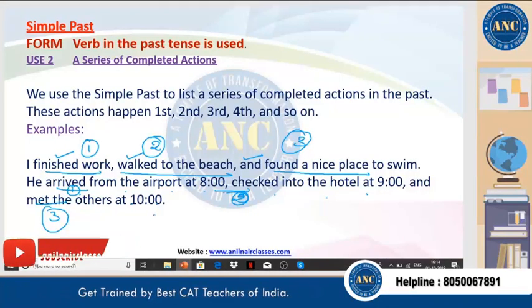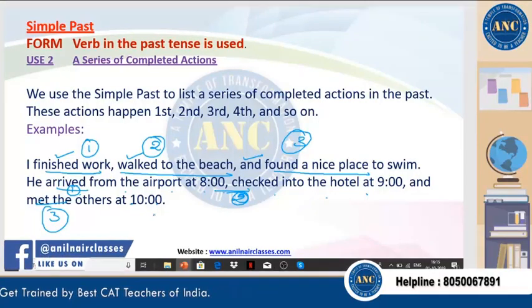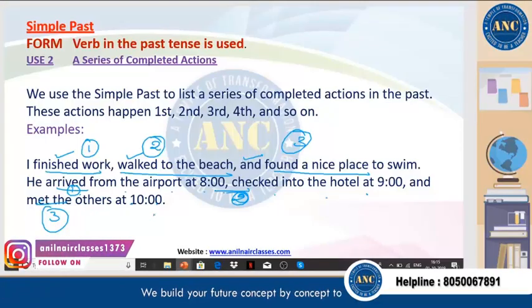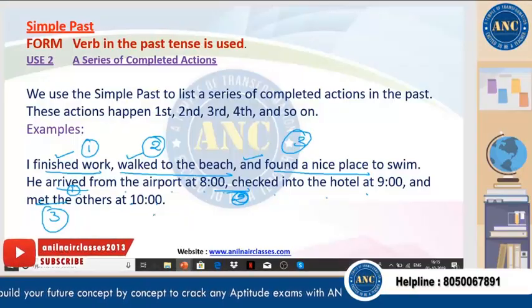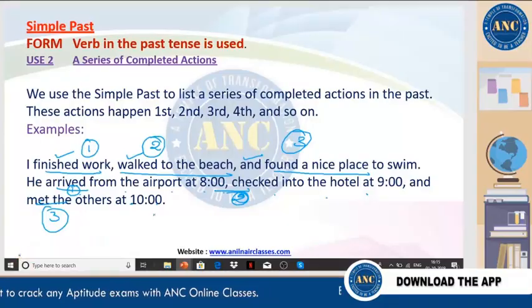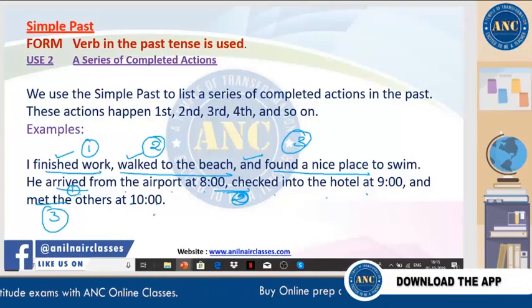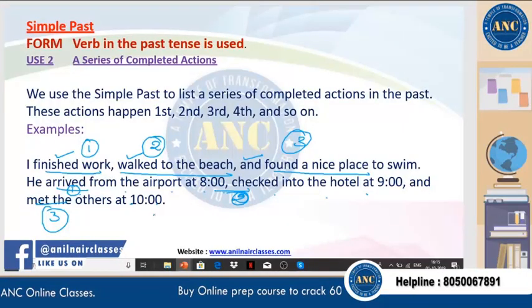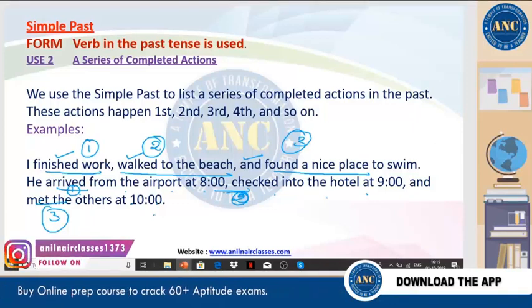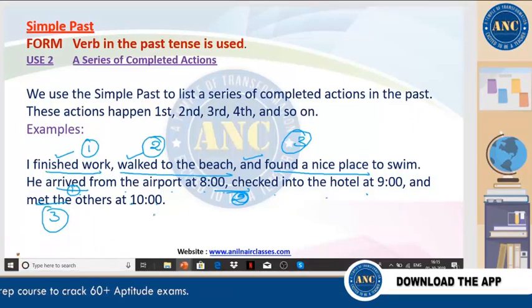So we learned till now two. The first one is anything which started in the past and ended in the past. Right? Specific time may be given, may not be given, but the action started and finished in the past. That time we'll use the simple past. The second one is when you are having the series of actions. So you have the list of 1, 2, 3 actions. All the three happened in the past. So when you have the list, then all the items will be in the past only. Clear? So let's move ahead.